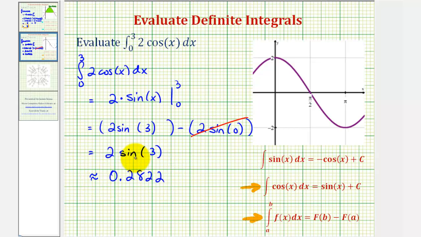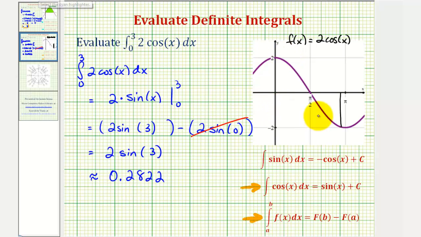Now I do want to take a moment and look at this graph over here on the right. This is the graph of the integrand function, or the graph of f of x equals 2 cosine x. I wanted to show this graph because notice how on the closed interval from 0 to 3, where 3 would be approximately here, a little less than pi, the function is both positive and negative on this closed interval, and therefore this definite integral does not equal the area bounded by the function and the x-axis.